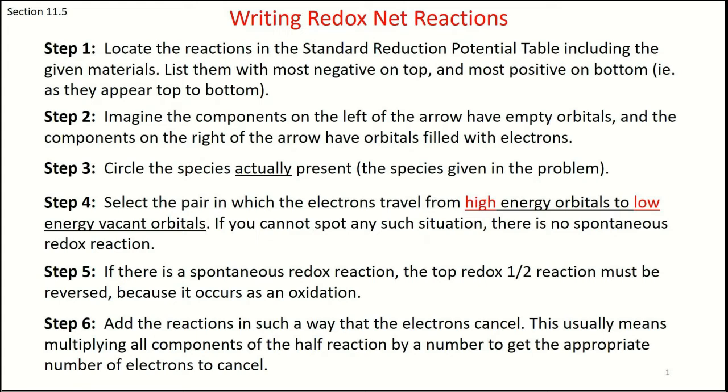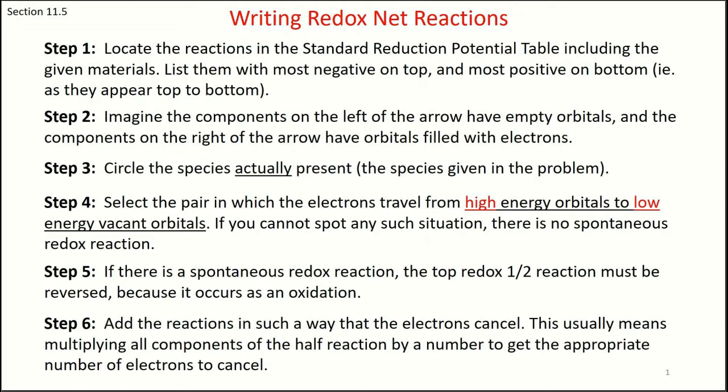For step 3, now that we've listed our reactions, we want to circle the species that are actually present. For step 4, what we will do is identify any movement of electrons from high energy orbitals to low energy empty orbitals. If we do not have that type of movement of electrons from higher energy to lower energy empty orbitals, then we would have no spontaneous redox reaction.